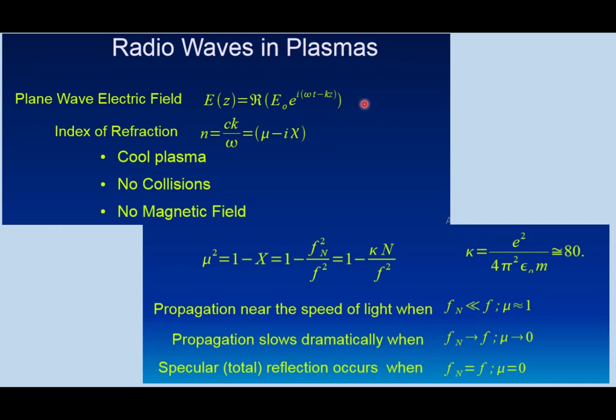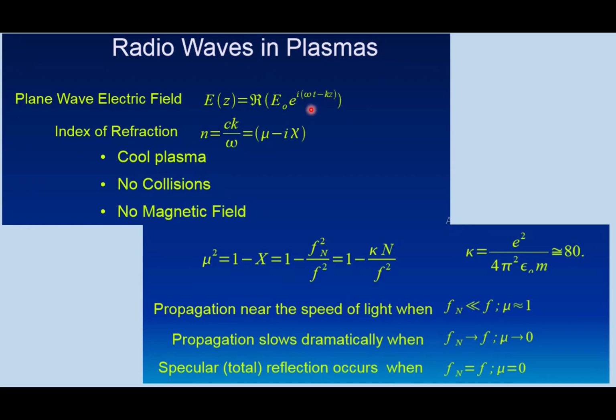So E varies with respect to z, as given by this equation, that E of z is equal to the real part, that is, Re represents the real part, of E0 times e to the power of i(omega t minus k z). This represents a wave equation. Now E0 is the amplitude of the wave, omega is the angular frequency of the electromagnetic or radio wave, and k is what is called the propagation vector or the propagation constant.